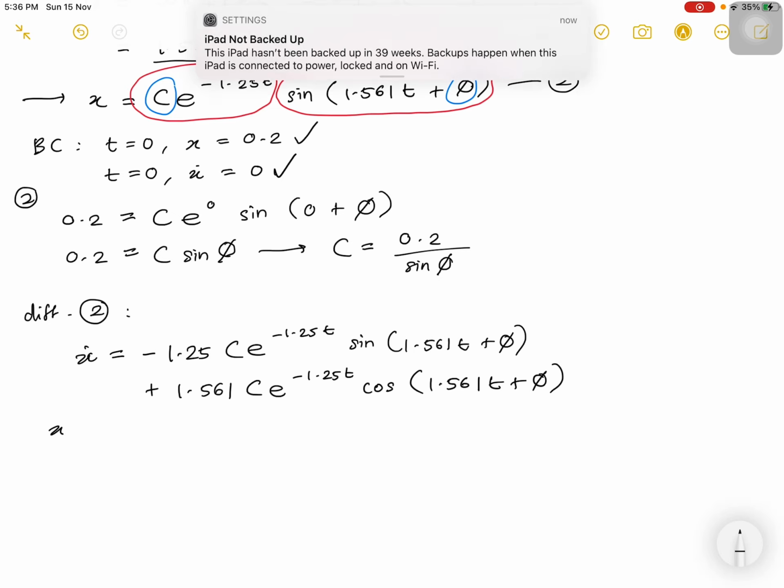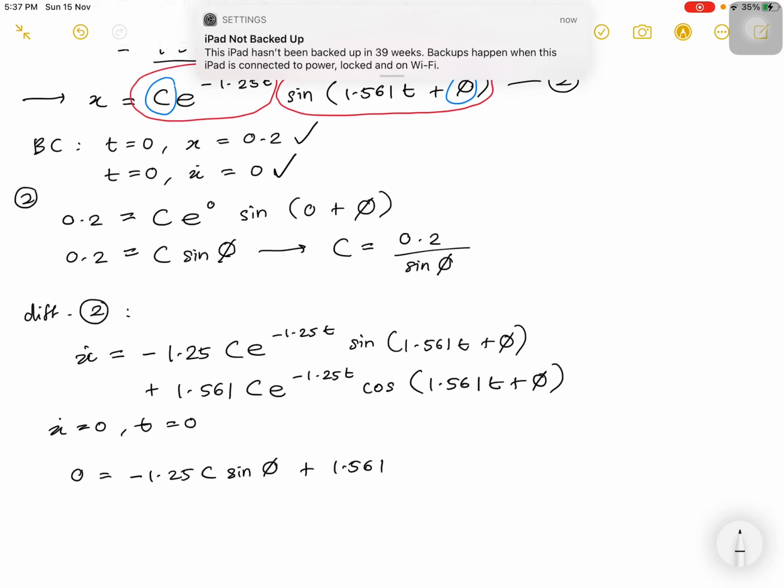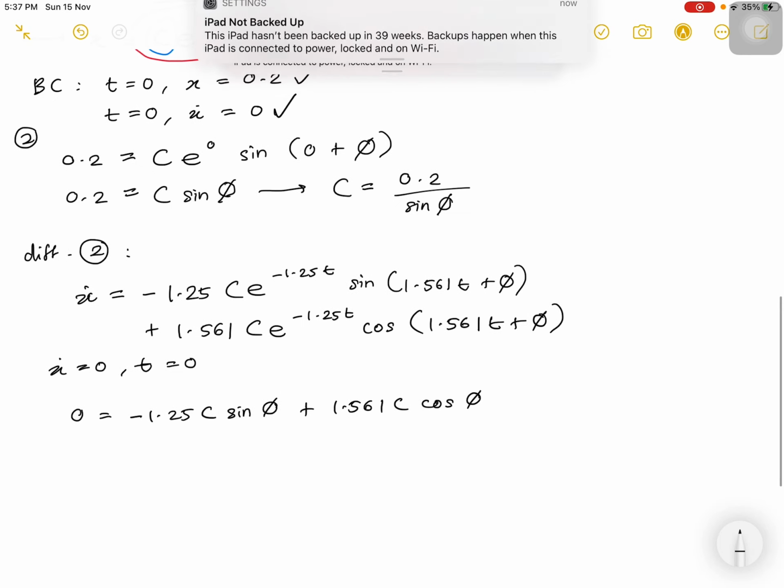So right now, we can replace x dot equal to 0, t equal to 0. So 0 is equal to, so we can simplify them. Negative 1.25, we still have c, but e is cancelled because it is equal to 1, sine psi, plus 1.561 C cos psi. Alright, so this all is equal to 0.